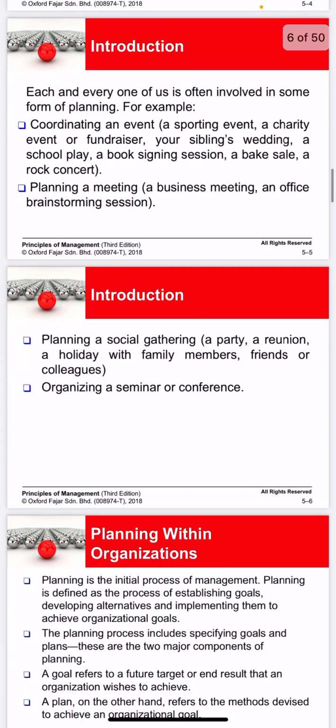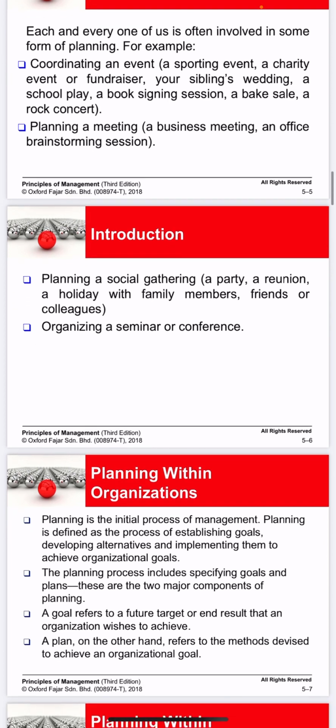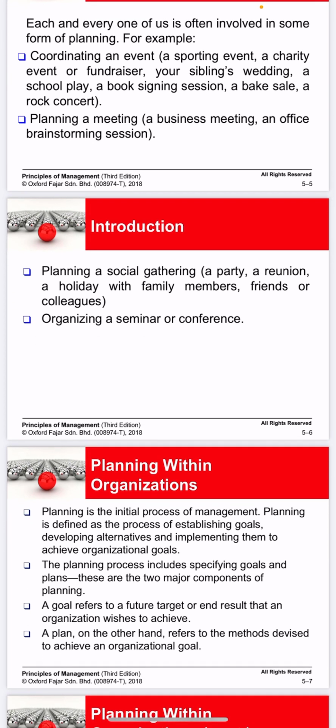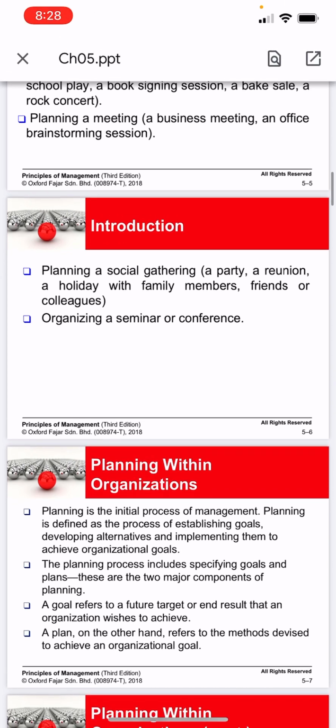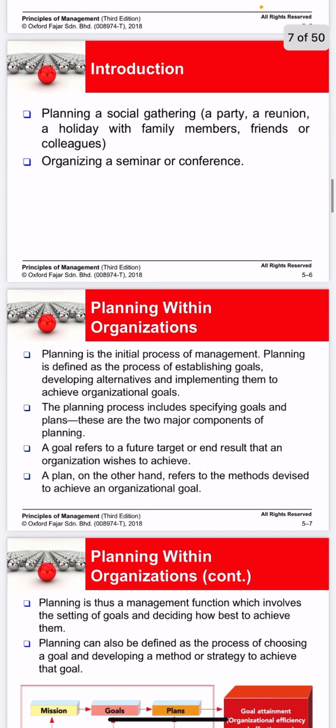Planning a social gathering, a party, a reunion, a holiday with family members, friends or colleagues. Organizing a seminar or conference. These are some examples of planning. Planning is the initial process of management. So what is the definition of planning?